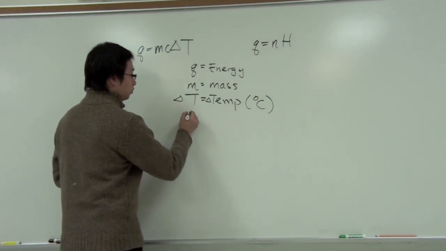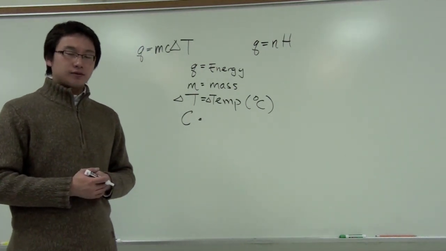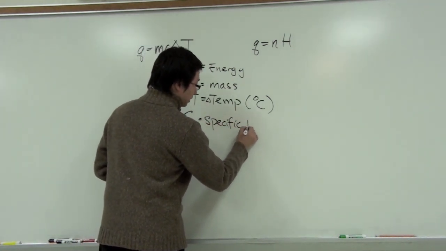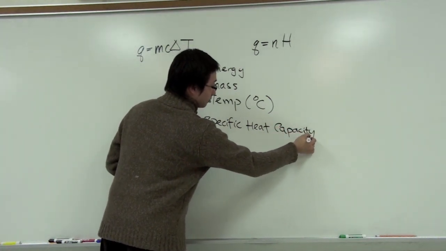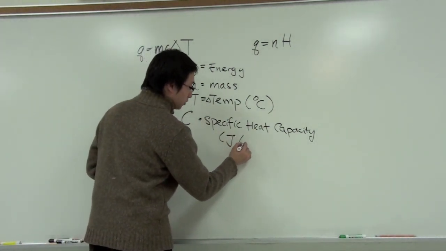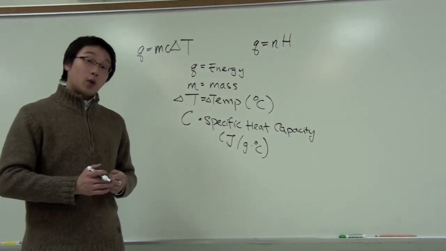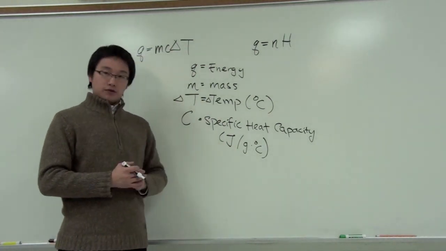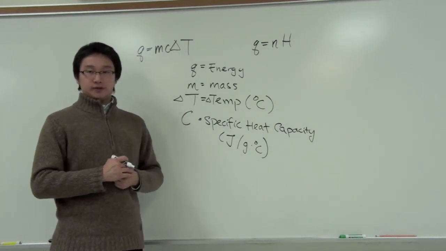And now we have two big terms. C. What is C? This C stands for the specific heat capacity. Okay? It has a unit of joules per gram times degrees Celsius. So what it means is how many joules will be needed for 1 gram of the substance to increase 1 degree Celsius. This is what we call specific heat.